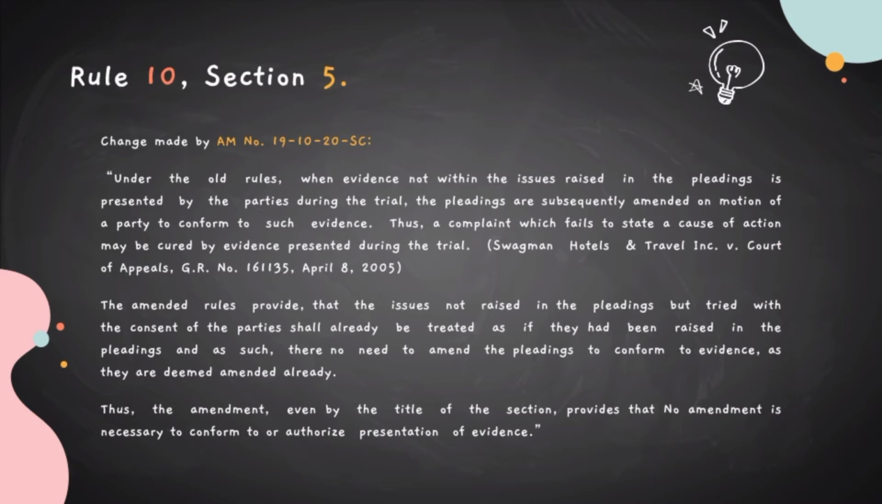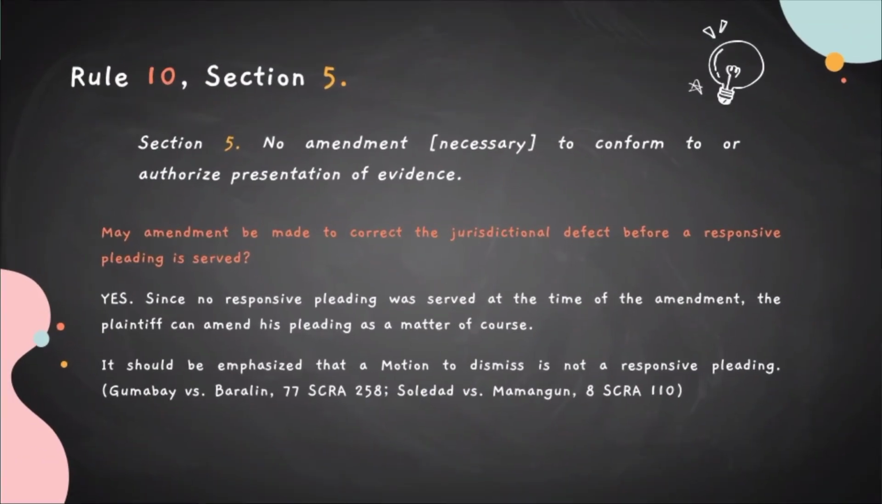Thus, the amendment, even by the title of the section, provides that no amendment is necessary to conform to or authorize presentation of evidence. May amendment be made to correct the jurisdictional defect before a responsive pleading is served? Yes. Since no responsive pleading was served at the time of the amendment, the plaintiff can amend his pleading as a matter of course.